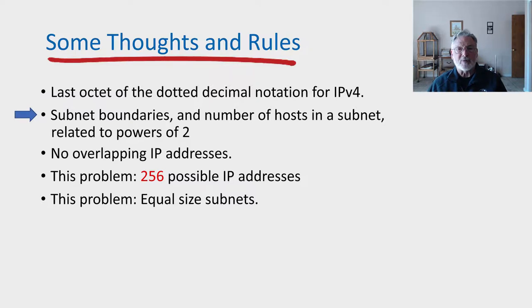The subnet boundaries fall on addresses related to these powers of 2. Also, remember not to assign overlapping IP address ranges for the subnets. That confuses routers. Now note that there are 256 possible addresses in this problem. Also note that this problem is asking for all subnets to have the same number of available IP addresses.